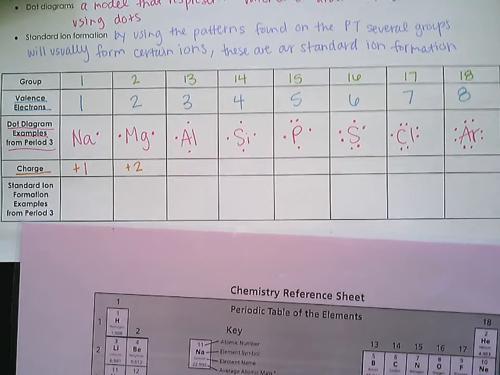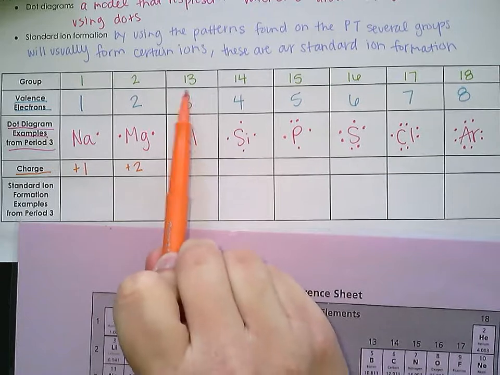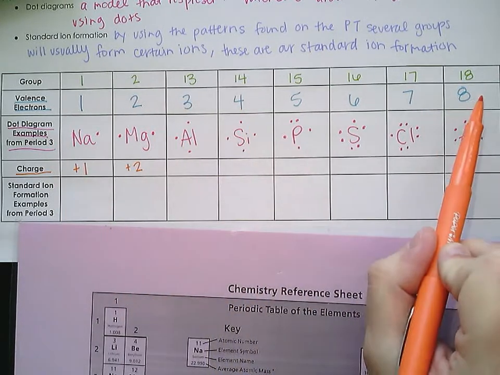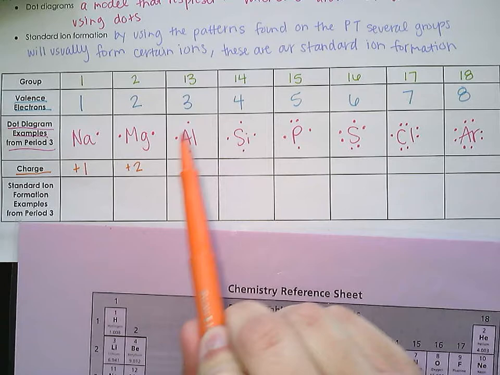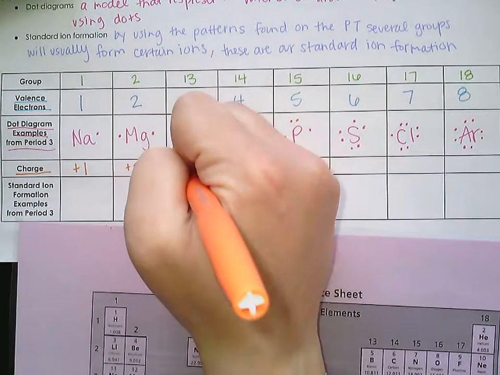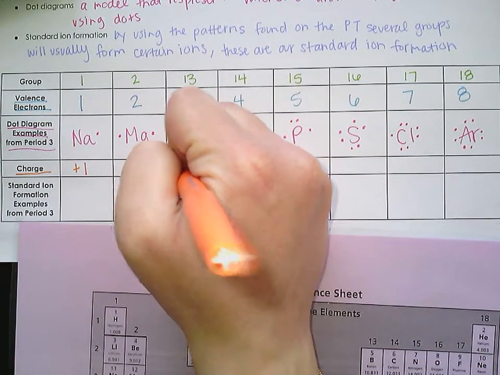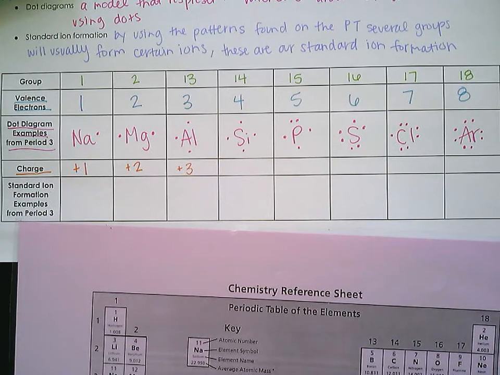Now let's check in on group 13 here. I can kick 3 out or find 5 more. Kicking 3 out is going to be easier. So I'm going to kick 3 out. When I kick them out, I become positive. So my charge there is a +3.